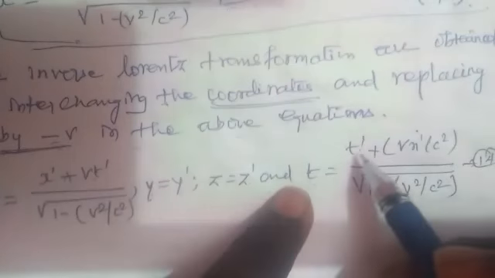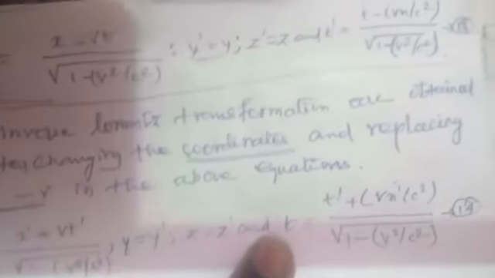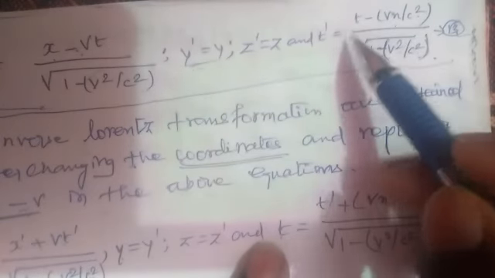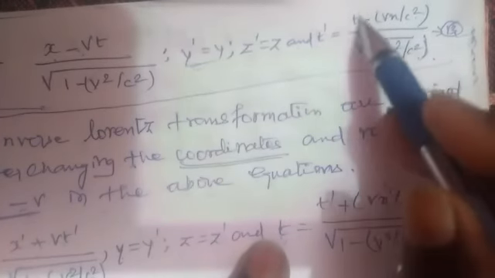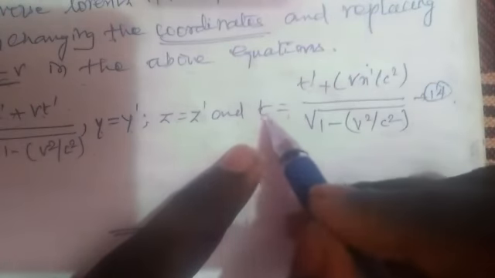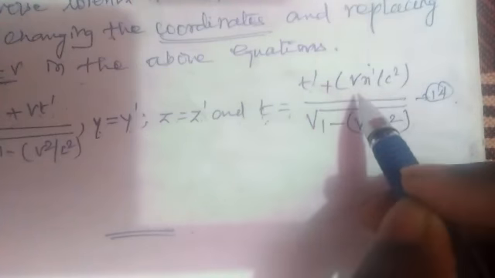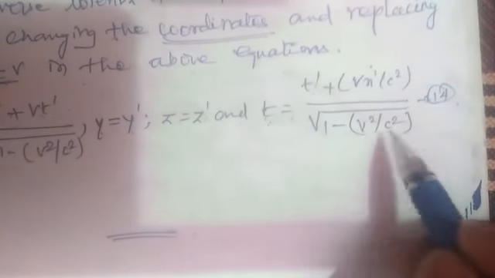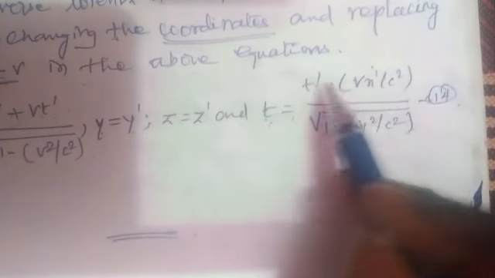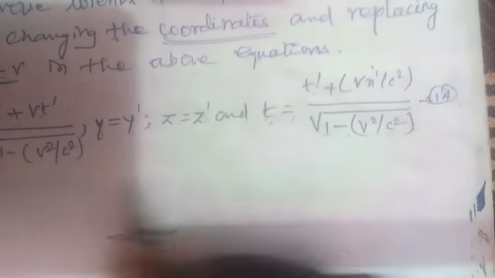And for time, interchanging t dash and t, t is equal to t dash plus vx dash divided by c square, whole divided by root of 1 minus v square divided by c square. This is the inverse Lorentz transformation equation.